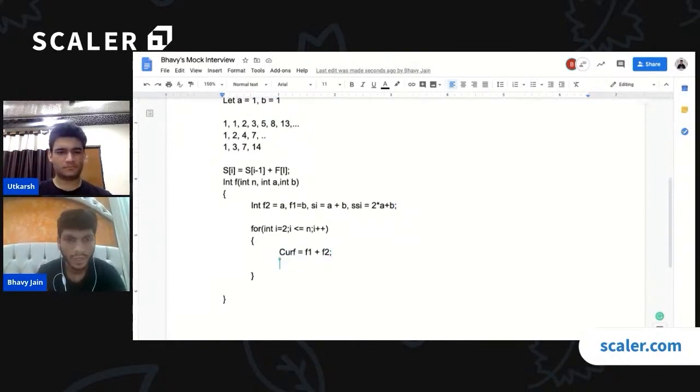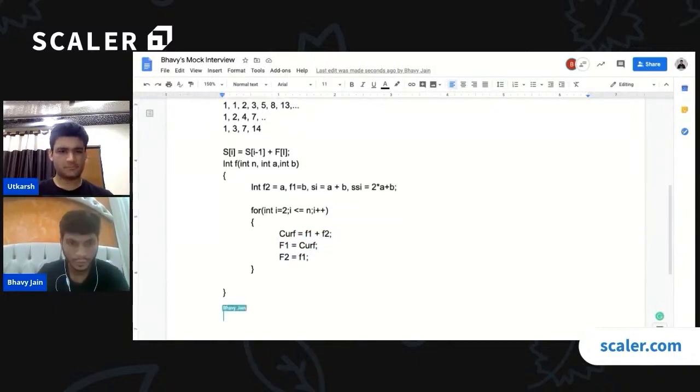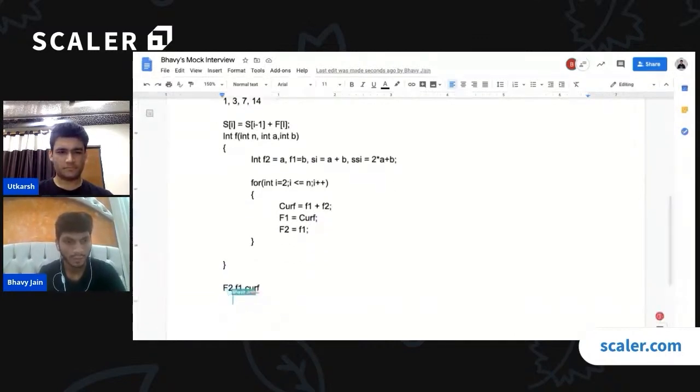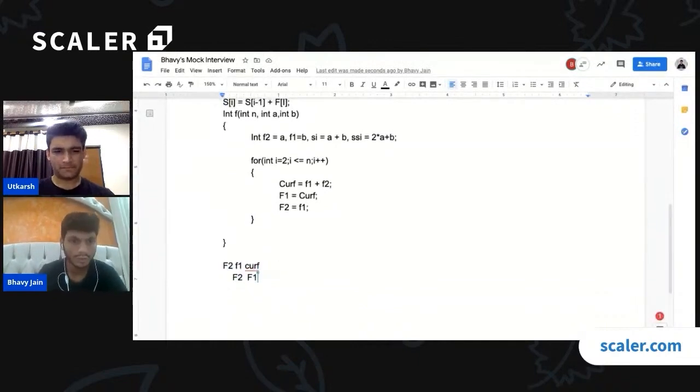Now let's update f1 and f2 as well. So now fi minus 1 will be current after this operation, and f2 will be f of 1, because this was f2, this was f1, and now this is current. After the next operation, this will become f2 and this will become f1. So f1 is current and f2 is equal to f1.